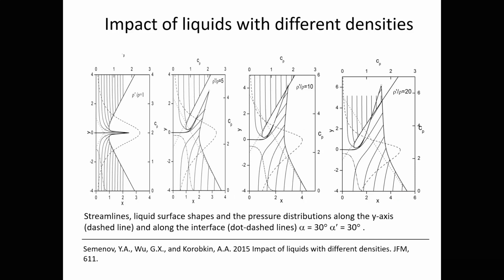Here is shown another problem. It's also liquids, but with different densities. What happens if the liquid has the same angle but different density?